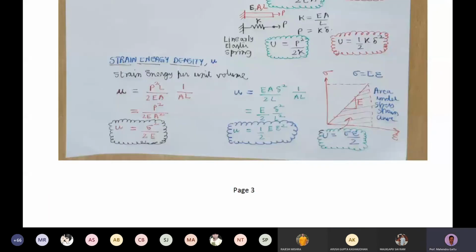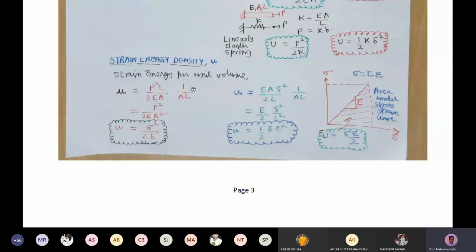So let's look at the concept of strain energy density. What is density? If you think in terms of mass and volume, density is mass per unit volume. So when you say strain energy density, what it means is strain energy per unit volume. That is the definition, and in the textbook we are using, small u represents the strain energy density.